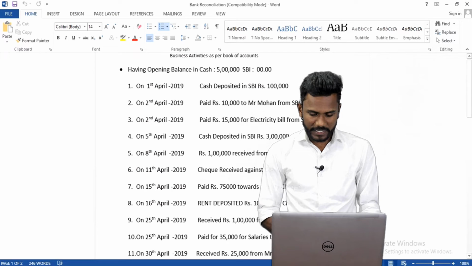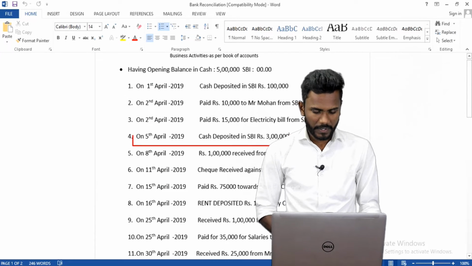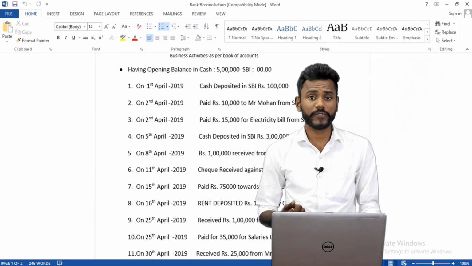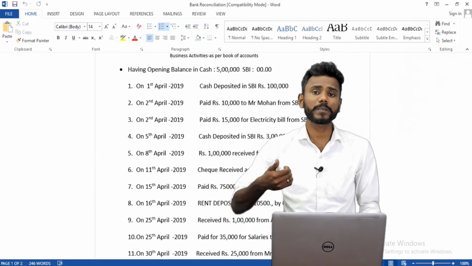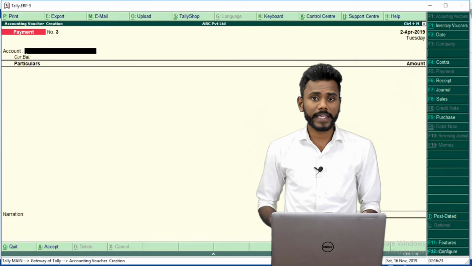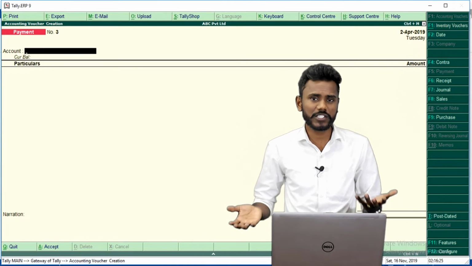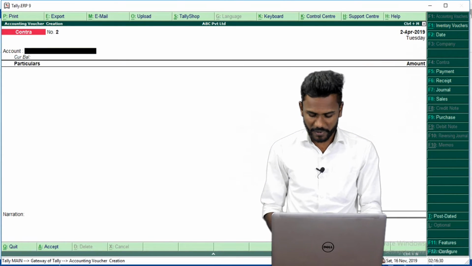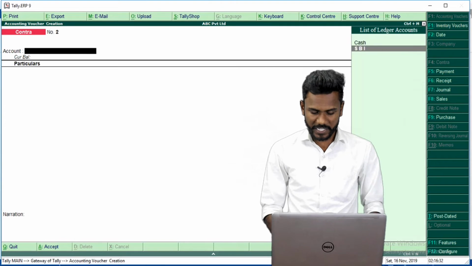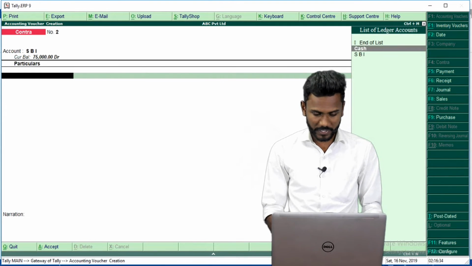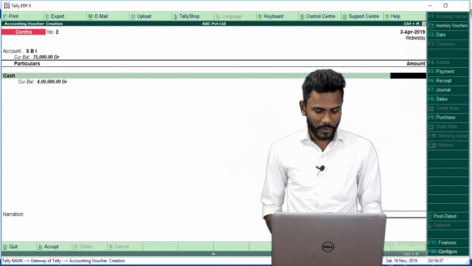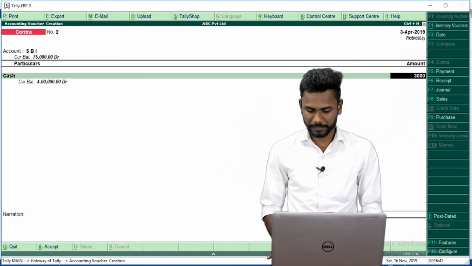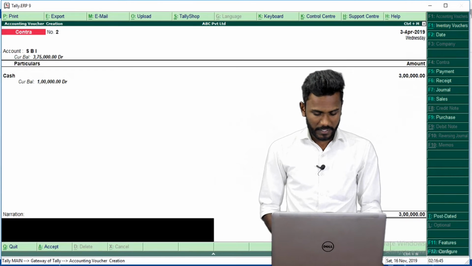And next we have the third transaction: on 5th April, cash deposited in bank rupees 3 lakhs. Again we just deposited our cash into our bank account, so there is no loss, there is no gain. Again a contra voucher, F4. The bank is increased and the cash is being reduced. Now we have 4 lakhs of cash, out of that we are depositing a total of rupees 3 lakhs in the bank. And just save the voucher.